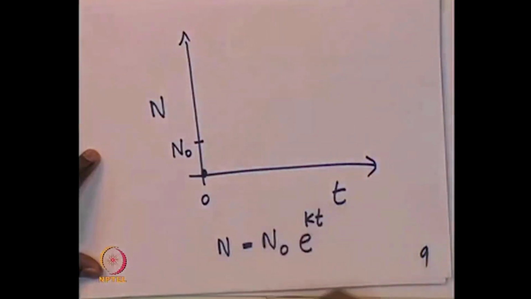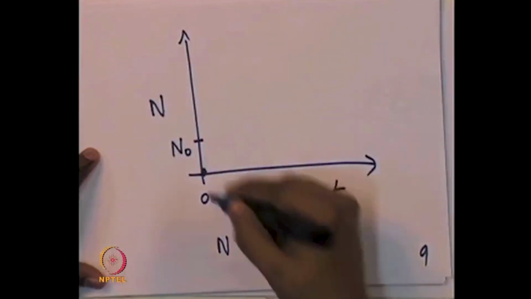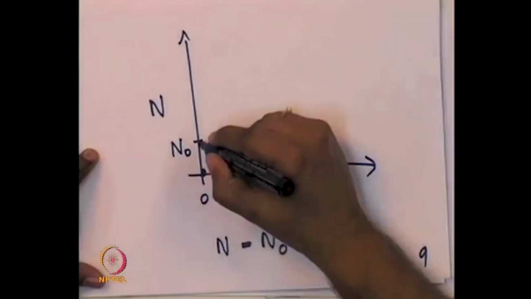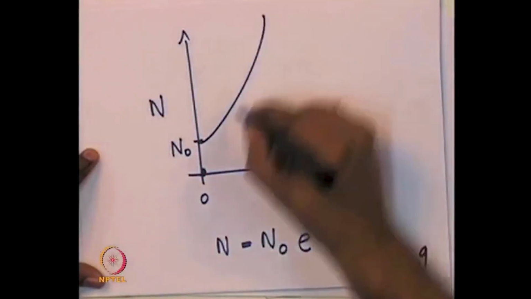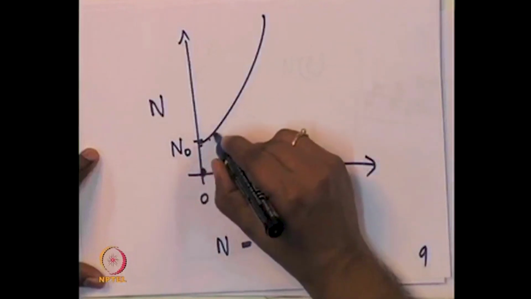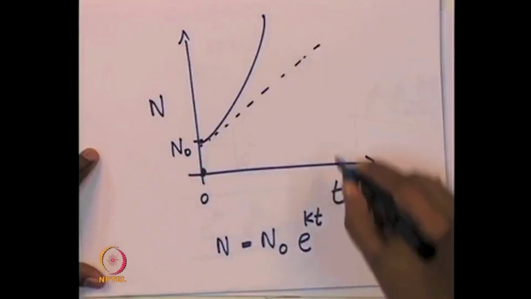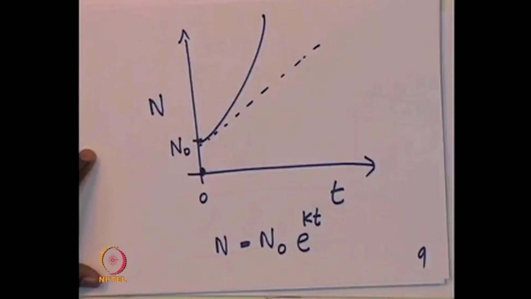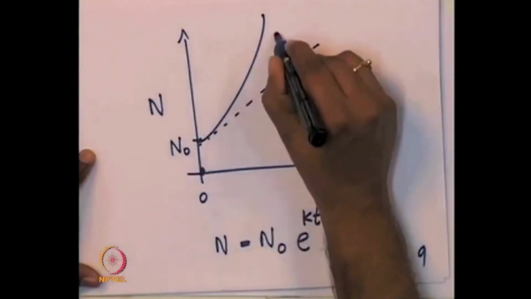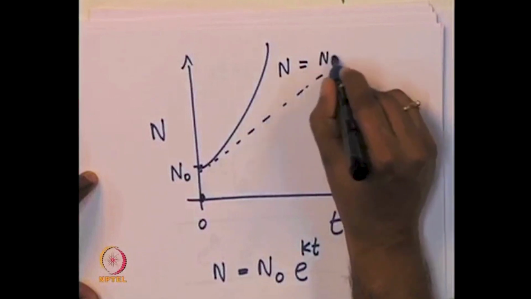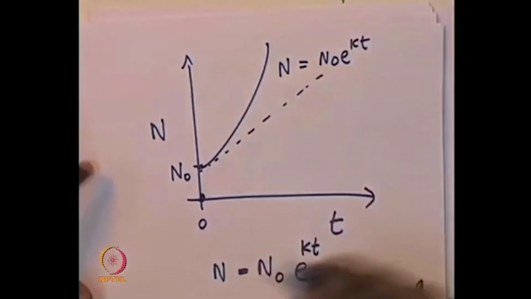Now, this is an exponential function, and we have seen how we plot exponential functions. They increase very fast. A straight line will look something like this, but this increases very fast, much faster than a straight line. So, this is exponential increase. So, n is equal to n0 e power kt exponentially increases.